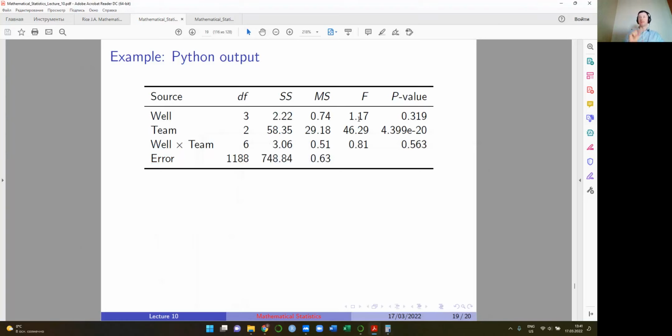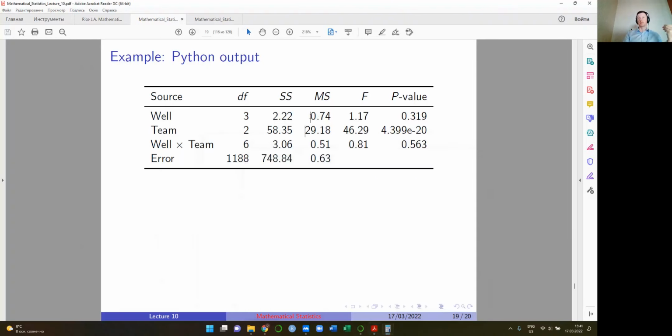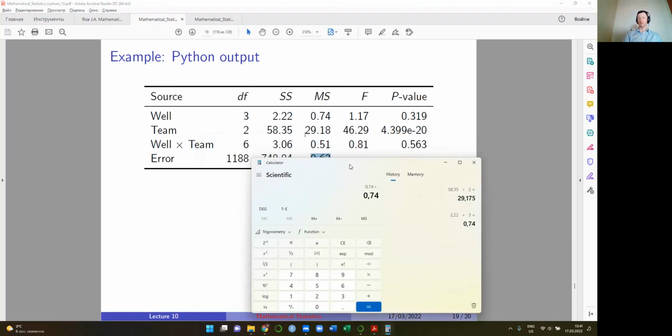But look, now we have 3 f values instead of 1. For every factor that we want to test, we have its own f value. And f value is calculated in the same way. We take the mean square of this factor and divide by the mean squared error. So 0.34 divided by 0.63, so we have 117 here. Or we have 2918 divided by 0.63. So we have this f value here.